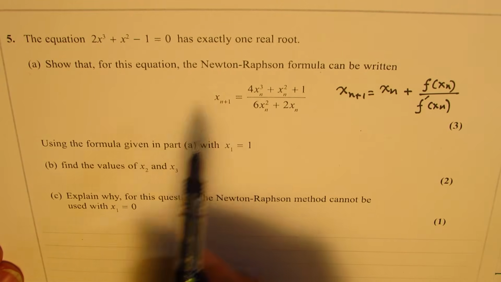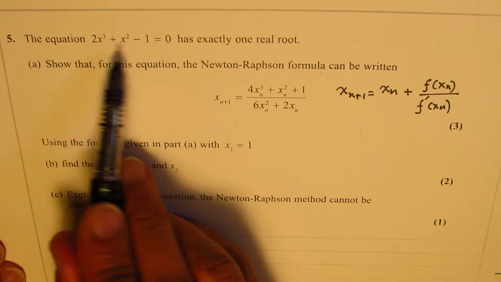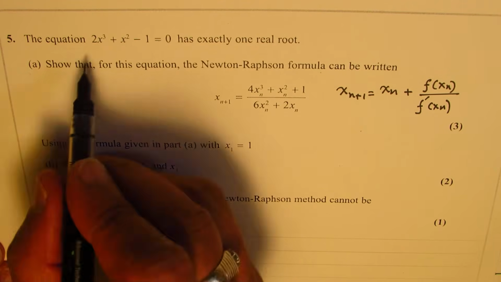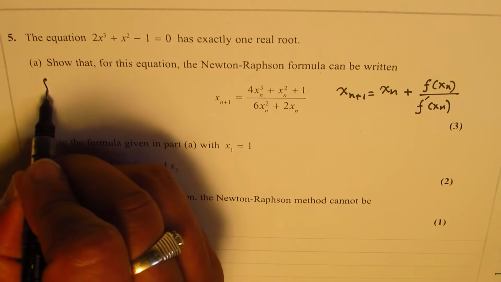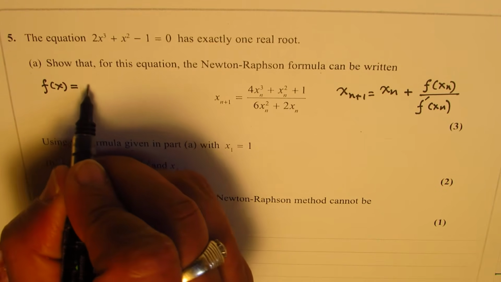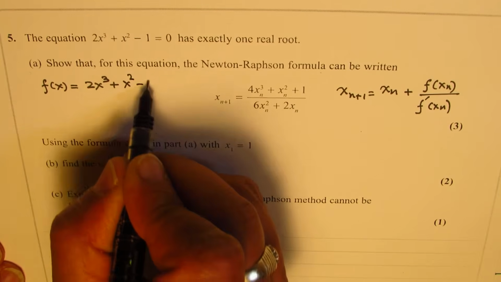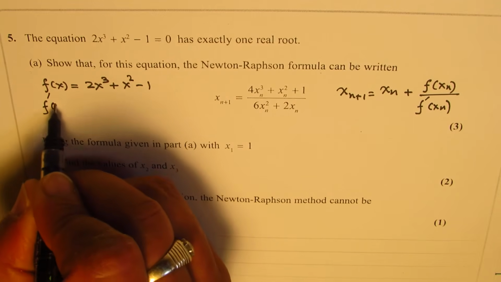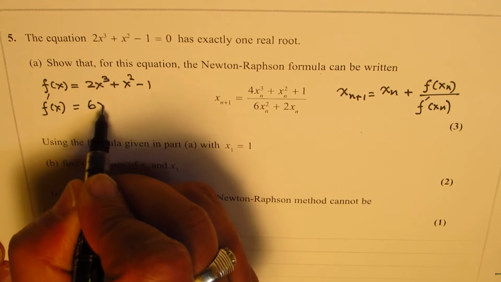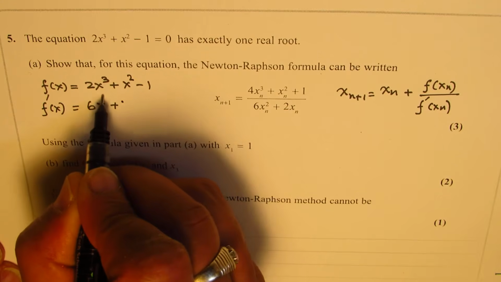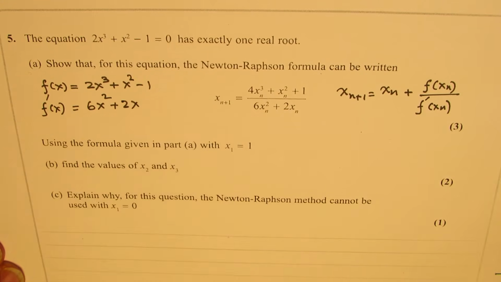Now, we are given the function, let's find the derivative. So function f of x is equal to 2x cubed plus x squared minus 1. The derivative of this function is 6x squared plus 2x, correct?